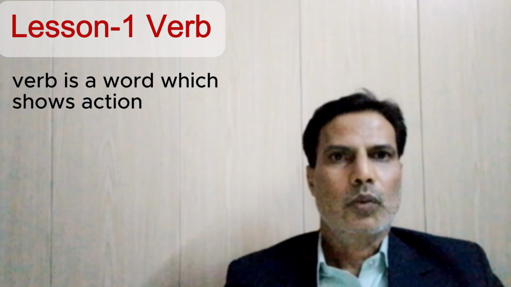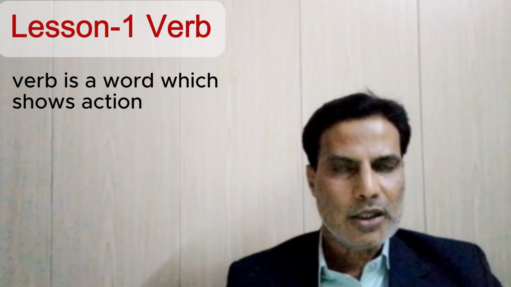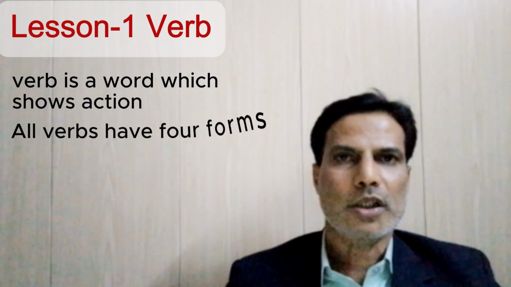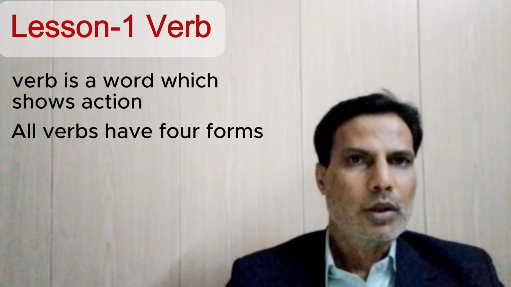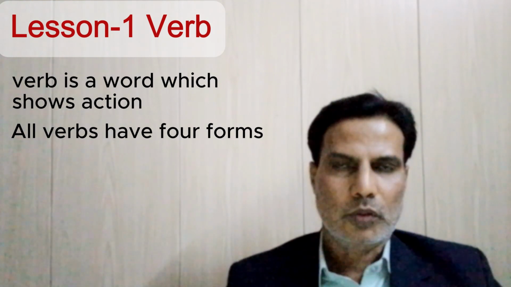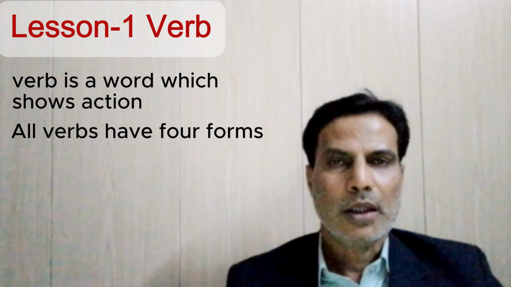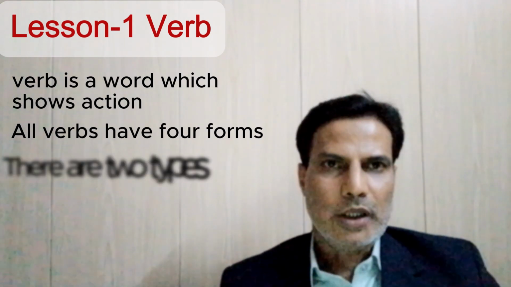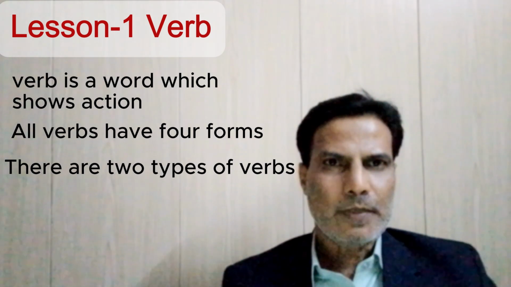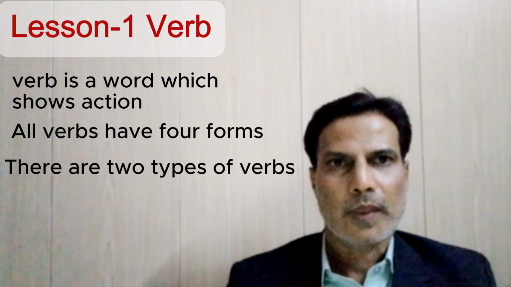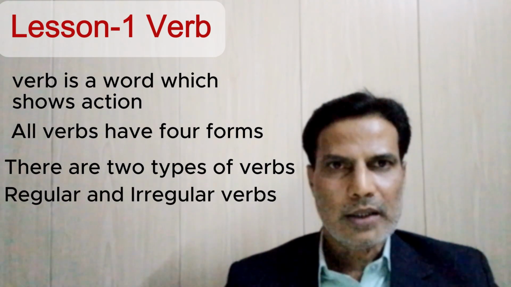Okay, yes, you please. Verb is a word which shows actions. Okay, good. Please, you tell me what's your knowledge about verbs? All verbs have four forms. Good, very nice. Fantastic. You want to share something? What do you want to share? There are two types of verbs. There are two classes of verb. And what are those classes, by the way? Regular verbs and irregular verbs.